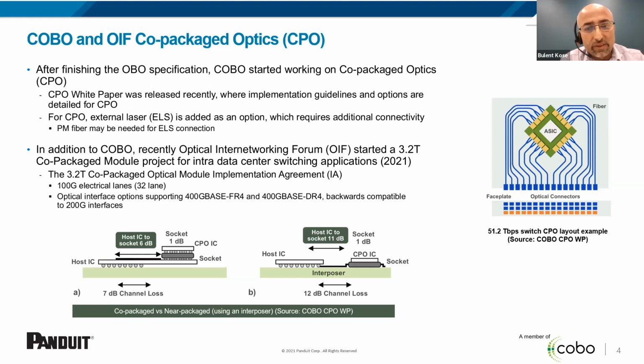And so with the interposer, rather than putting the optical modules on the same PCB, you put them a little bit away, and then there is another electronic circuit, an interposer, to make the connection. And you can tell the attenuation difference, 7 dB channel loss versus 12 dB channel loss through the interposer. But this could be useful depending on the design criteria.